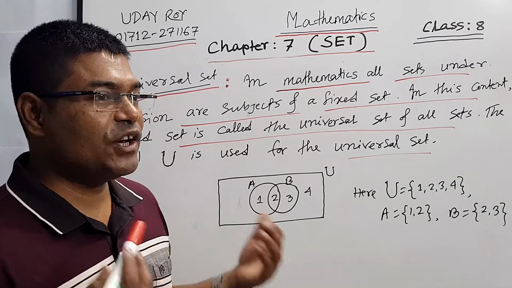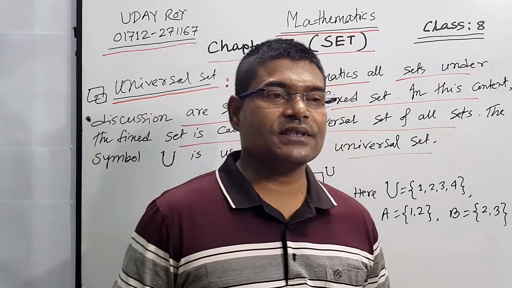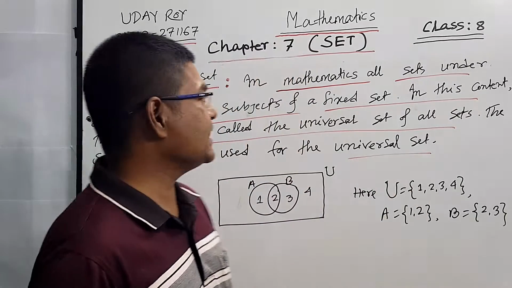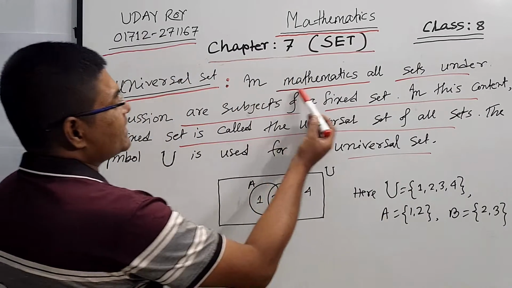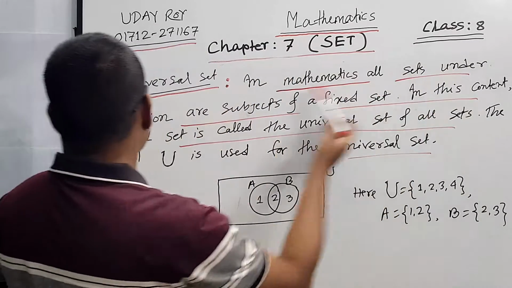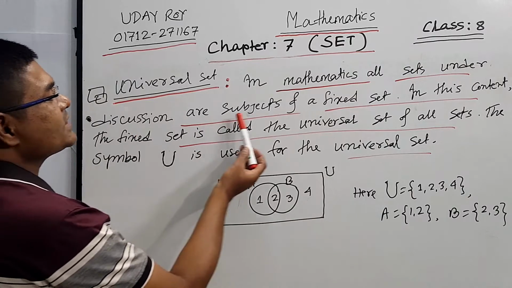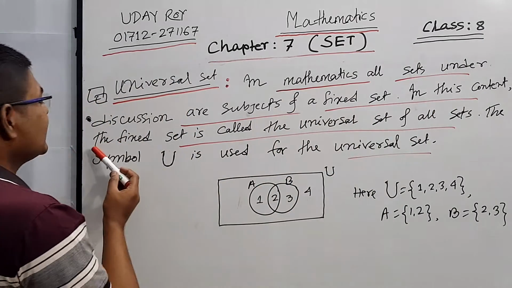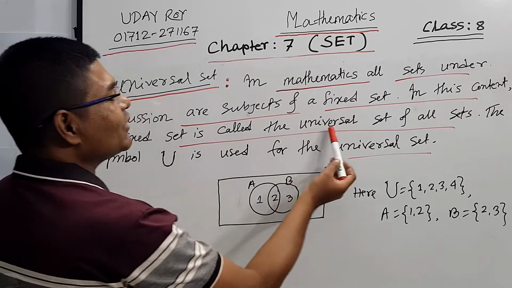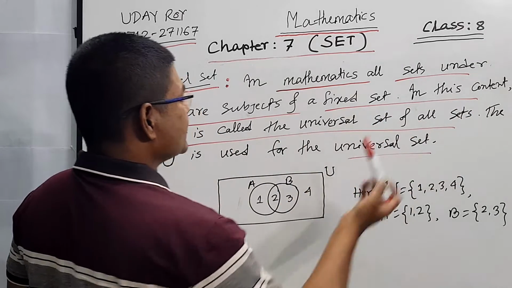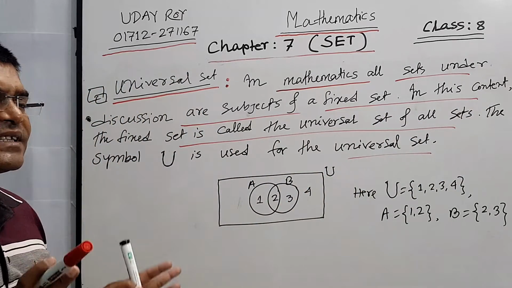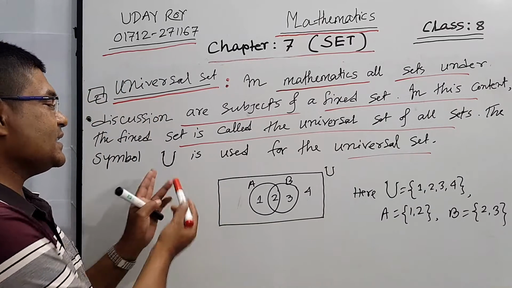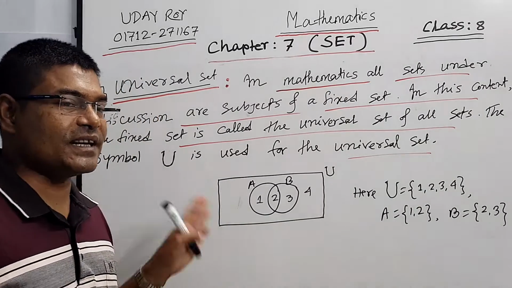What is called universal set? That means we have to know the universal set. Universal set, that means in mathematics, all sets under discussion are subjects of a fixed set. In this context, the fixed set is called the universal set of all sets. The universal set is denoted by this symbol.